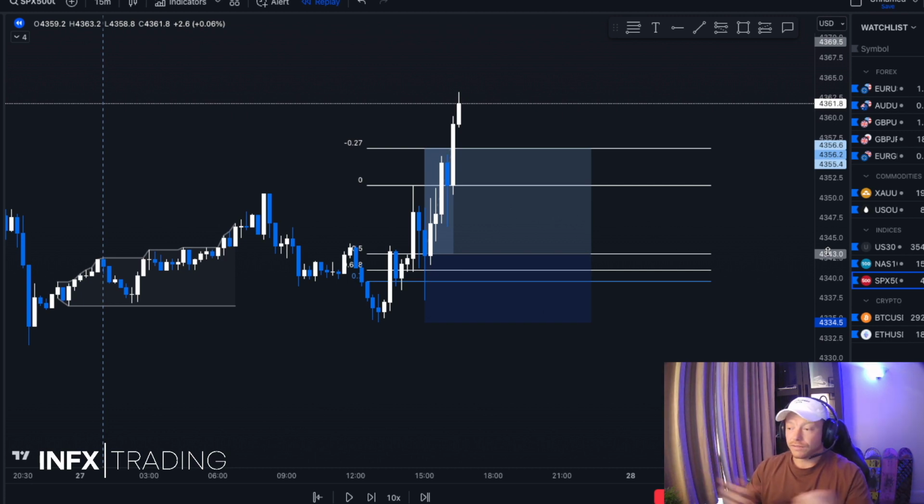Pretty simple stuff. It can work any time of the day. New York's volume is very good. London volume can also be very good if you're looking around the reaction off of the Asia range. But it's super simple and it works very nicely.